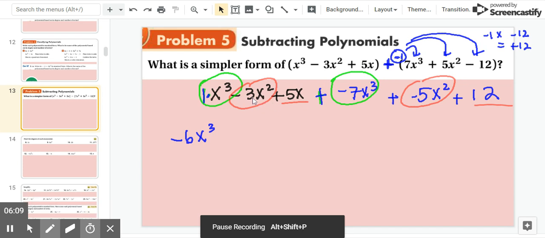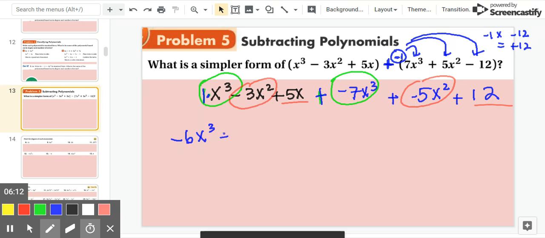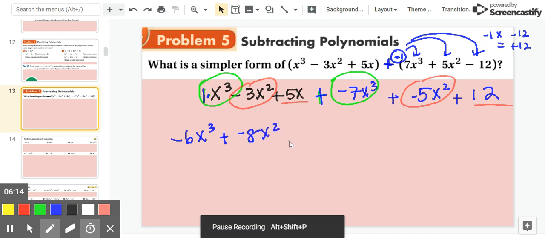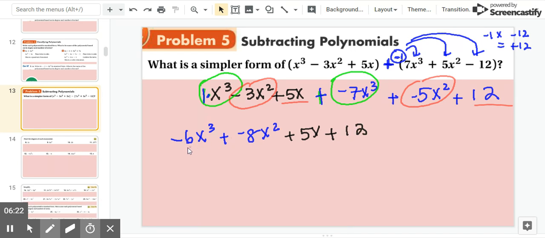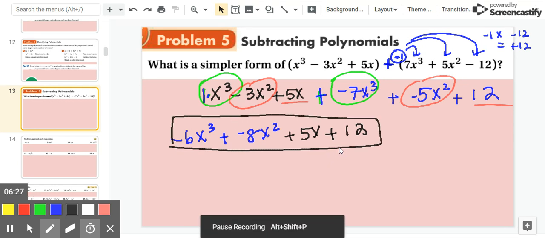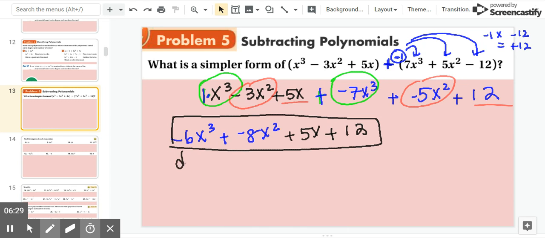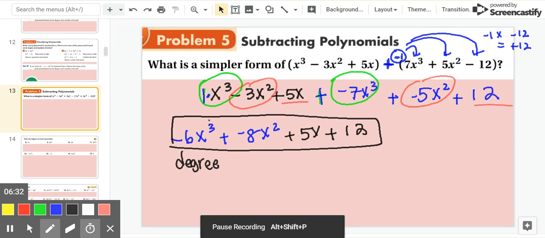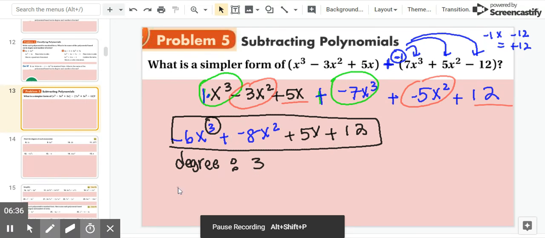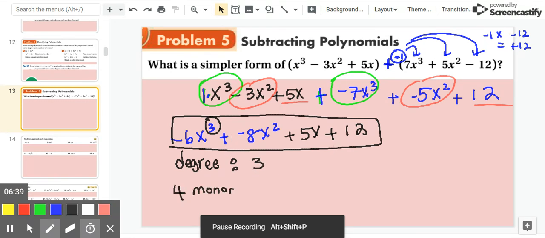What about these two? -3, -5, -8x to the second power. And we have 5x and 12. They don't have like terms, so they just stay there. I think we're done. So this is going to be the answer. There's no like term. There's nothing you can do. What's the degree of this polynomial? What's the highest, the greatest? 3, right? And we have 4 monomials here. When you count monomials, you need to simplify and then count.